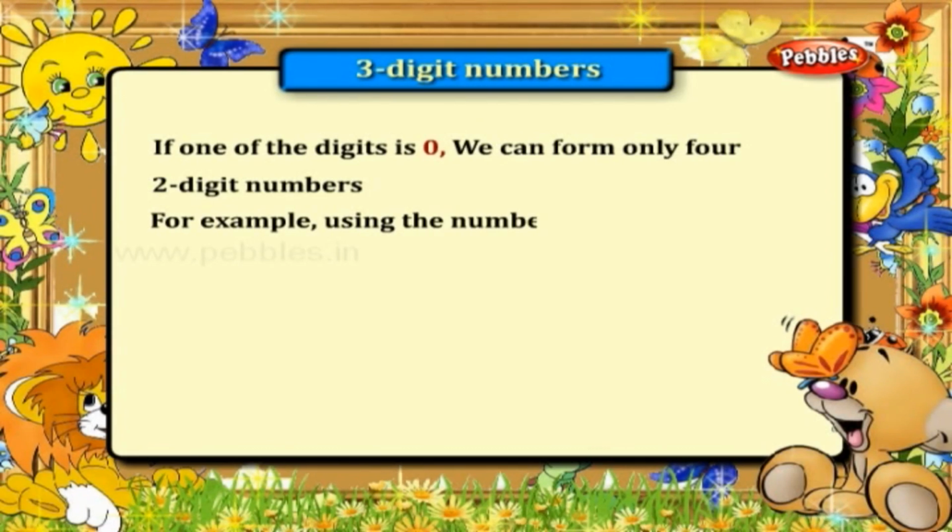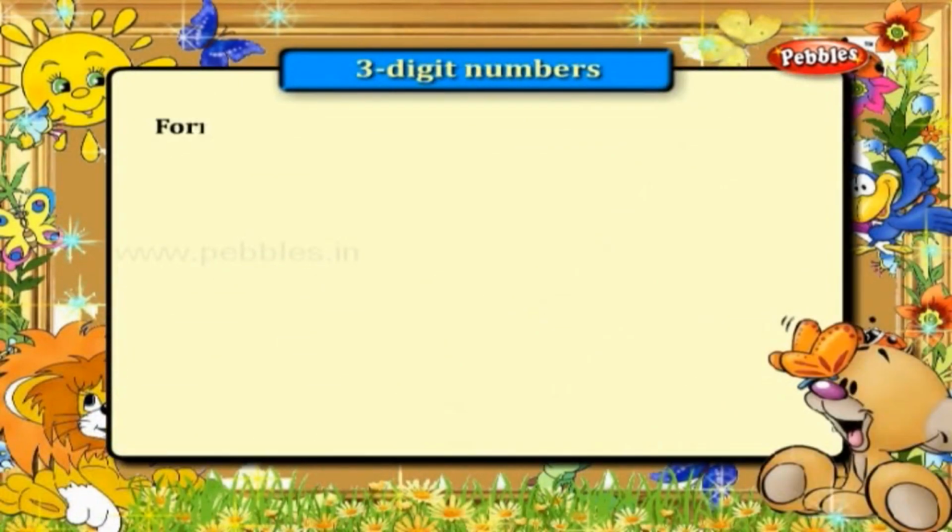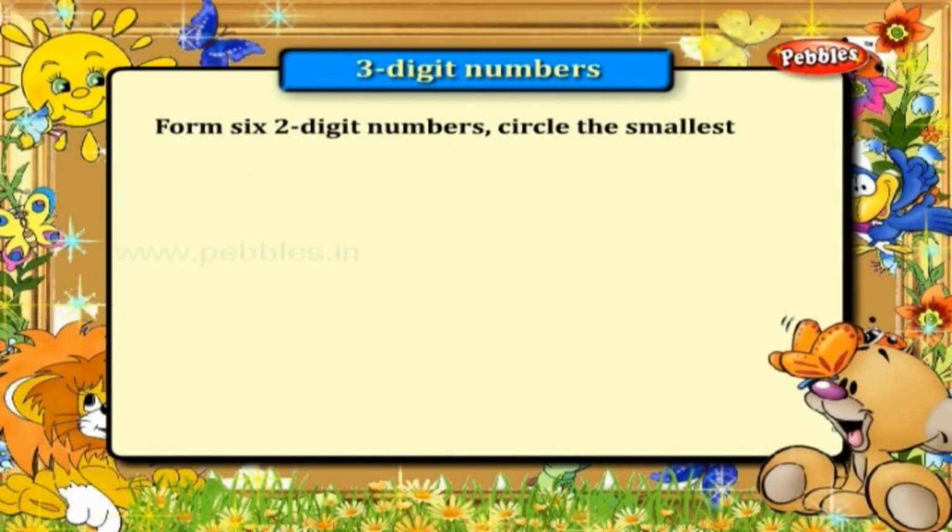For example, using the numbers 3, 0 and 6, we get 30, 36, 63 and 60. The greatest number is 63 and the smallest number is 30. Form 6 two-digit numbers. Circle the smallest number and underline the greatest.